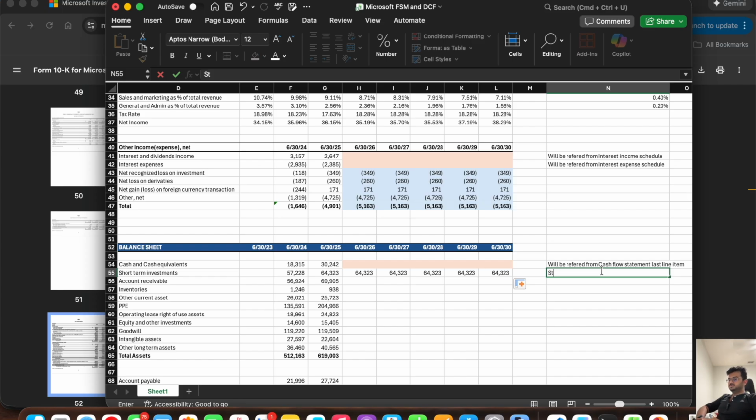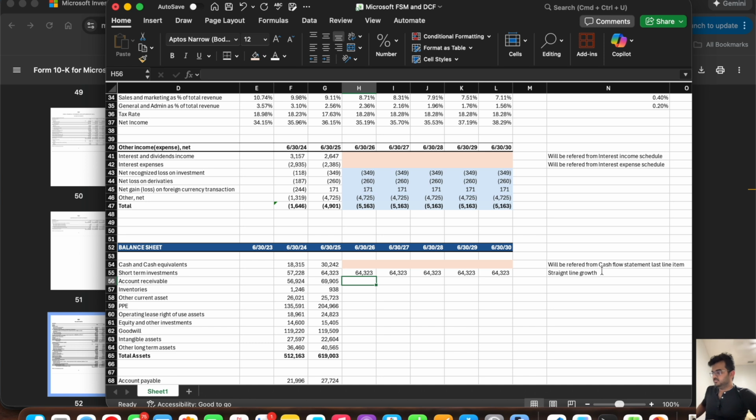But if you think 64 billion is too high, they could sell something and take out cash, and you could absolutely do it. But for now, I'm not going to complicate things. I'm just going to keep it simple, assuming a straight line growth. Next one is accounts receivable.